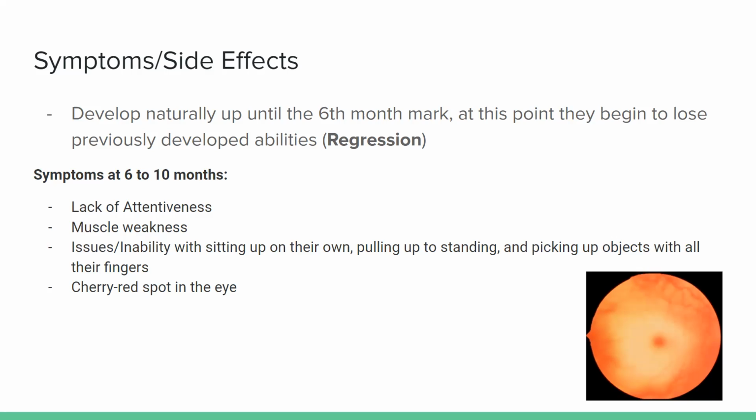And something interesting is that there is a unique diagnosis method for infants who have not been diagnosed with Tay Sachs yet. You can actually see a cherry red spot in their eye when you dilate it and look into it with a light.